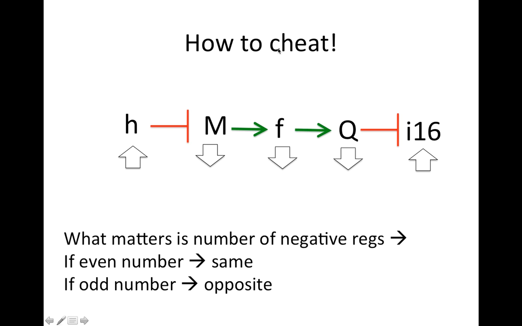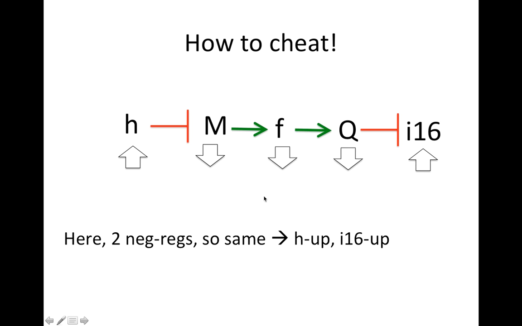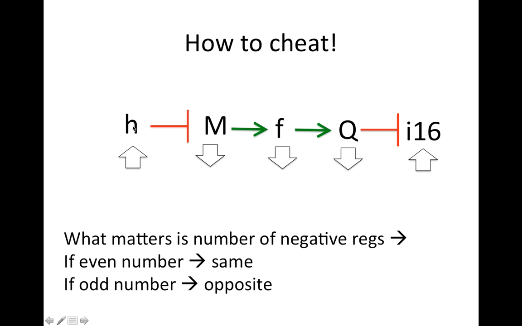So I want to point something out here. We can kind of cheat. If I give you a long chain of things, actually all we need to know is how many blocks there are, right? So if there's 2 blocks, like here, 1, 2, that means H and I16 are going to go up together. When H goes up, I16 goes up. But if it were an odd number, like let's do from H to Q, then it's going to be the opposite. So when H goes up, Q goes down. When H goes down, Q goes up. So that means if we have a complex logical chain, all we need to do is count the number of blocks, the number of red negative regulatory relationships, and that will give us our answer.